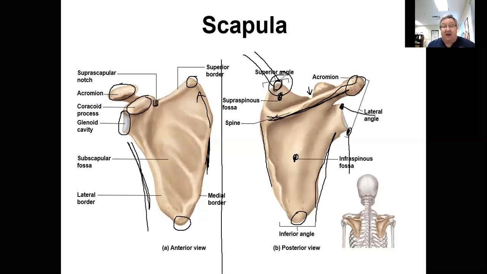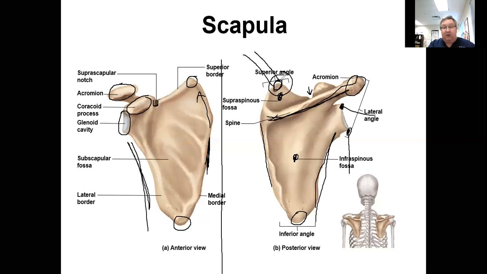The inferior angle of the scapula. All right, so the bottom of the scapula. Well, it has some interesting muscles there. It has, remember, the latissimus dorsi has origins at the sacrum, at the lower four ribs. But it also has an origin at the inferior angle of the scapula. The other muscle that comes from the inferior angle is the teres major.